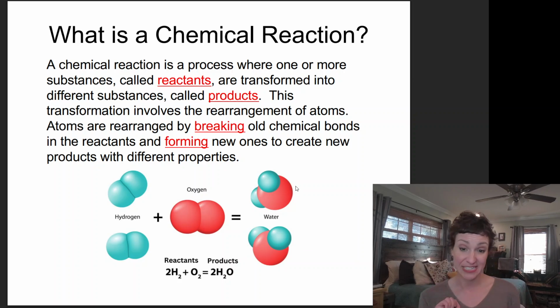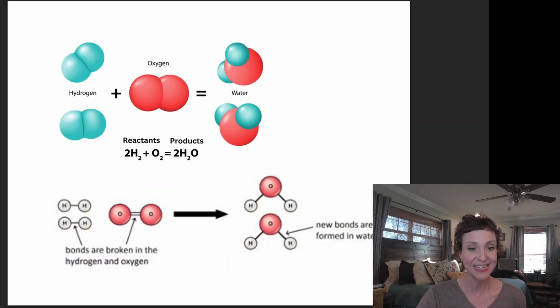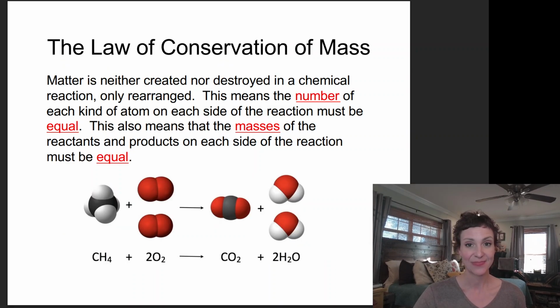I can look on both sides of the reaction equation. I will see the same number of blue things as I see the number of red things. This is law of conservation of mass in action. Okay, so as I mentioned, we are breaking bonds on that reactant side, and we are forming new bonds when I create those products. The law of conservation of mass: matter is neither created nor destroyed in a chemical reaction, only rearranged.